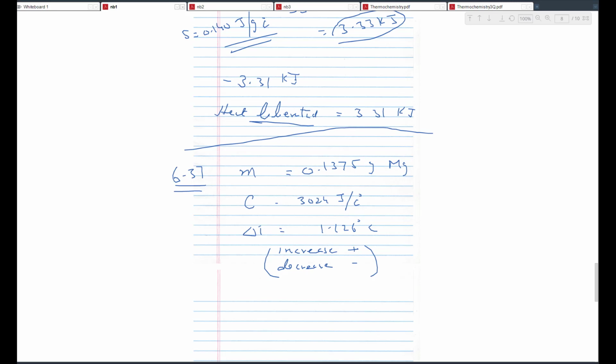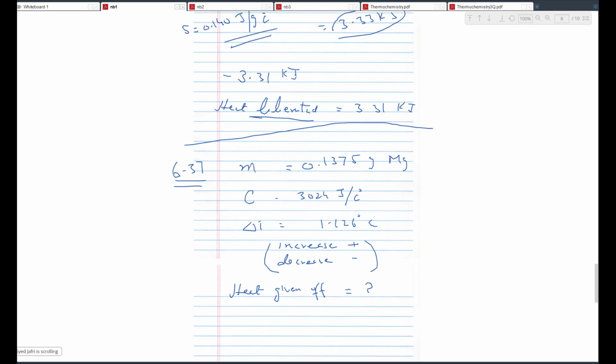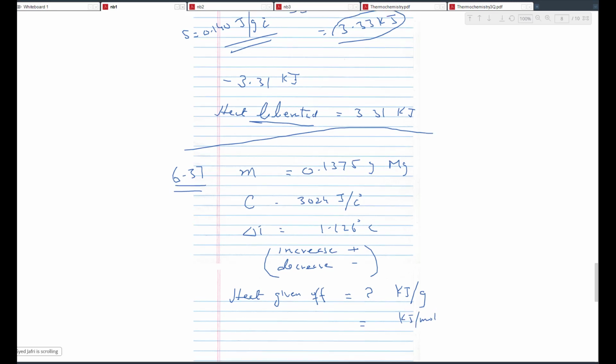Read further what they are saying. Calculate the heat given off by burning. Again they are using the words heat given off, so I don't think we have to use the negative sign. You can get the negative sign, but at the end you can write heat given off without the negative sign. Calculate the heat given off by magnesium in kilojoules per gram. You also have to give the answer in kilojoules per mole. They need both answers.